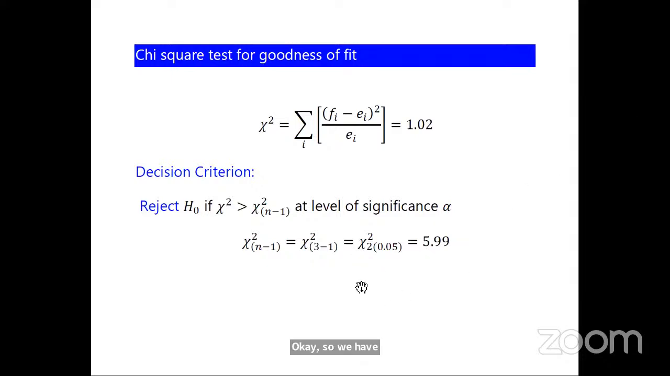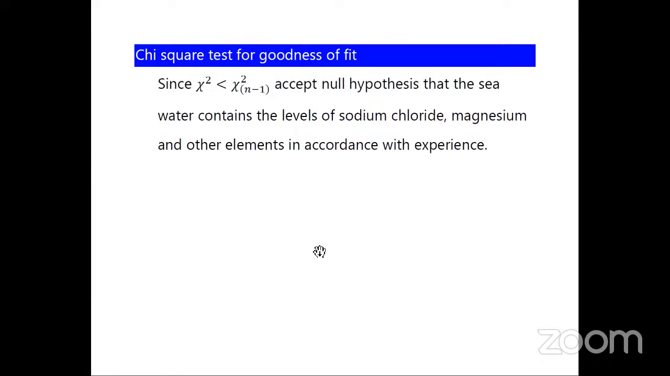Means what? Accept H naught means, yes, whatever the proportion is given, that is 62:4:34, that is the correct proportion of sodium chloride, magnesium, and other elements in the seawater. That is how we will interpret. Here it is given. All right. So this is about the chi-square test of independence.